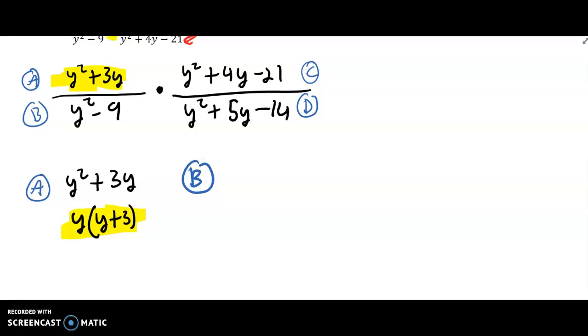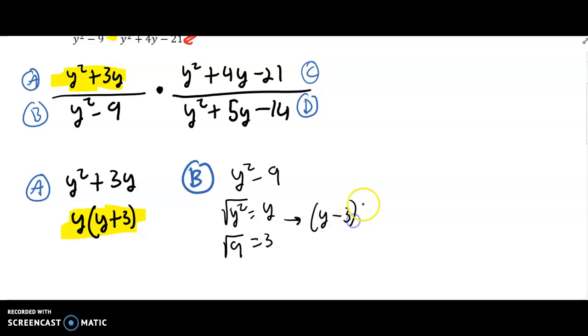I have y squared minus 9. I recognize this as a difference of squares. Difference because we're subtracting, of squares because 9 is a perfect square. So I want the square root of each of these. And then I just get y minus 3, y plus 3. And let's make these guys blue.